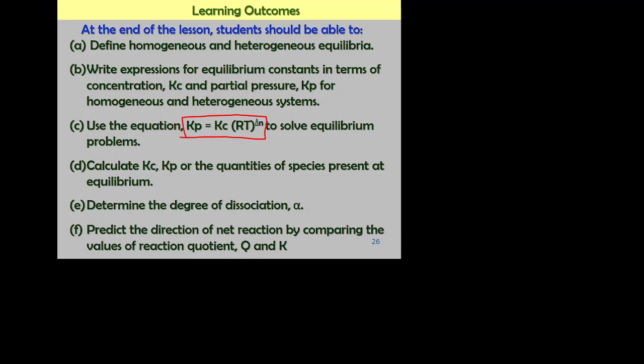Okay, and then we can calculate Kc and Kp and kita determine degree of dissociation ni based on ice table. Nanti kita akan tengok ice table.